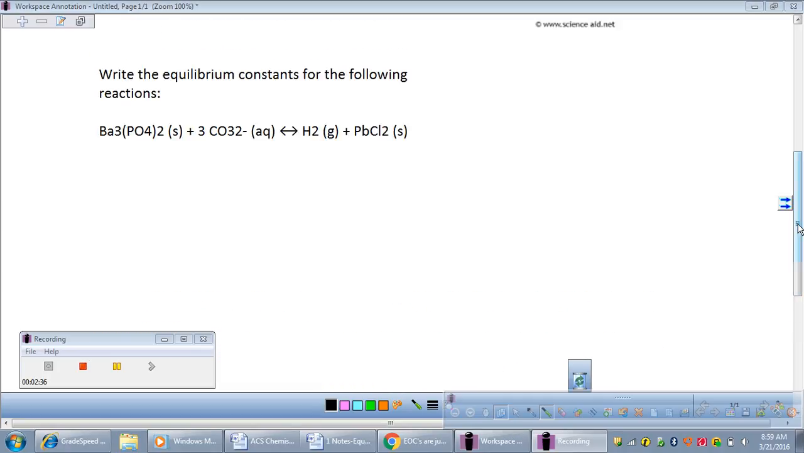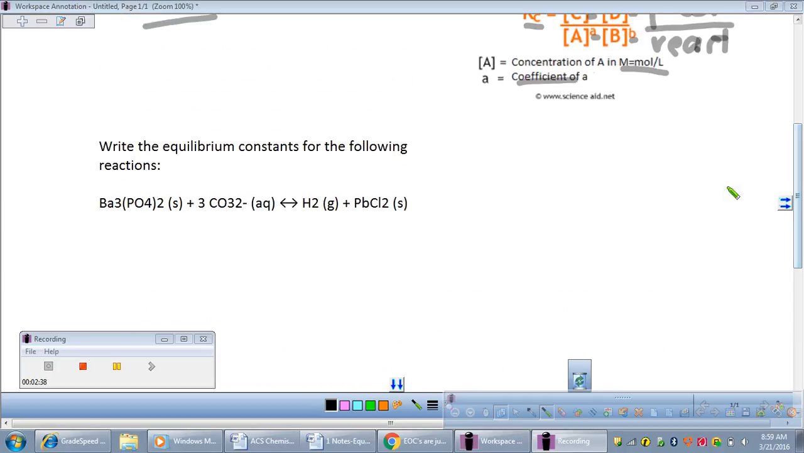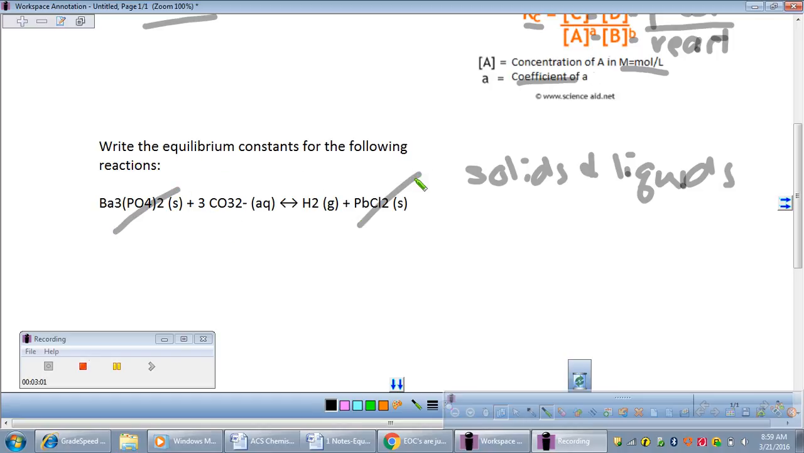Alright, so one thing you have to know is that solid and liquid do not contribute to the equilibrium expression because they do not have a concentration that is changing that affects the equilibrium, so we will cross those out. So we cross out our solids, and what's left is our aqueous and gas species. So we're going to write our equilibrium expression. Remember, it's products over reactants.